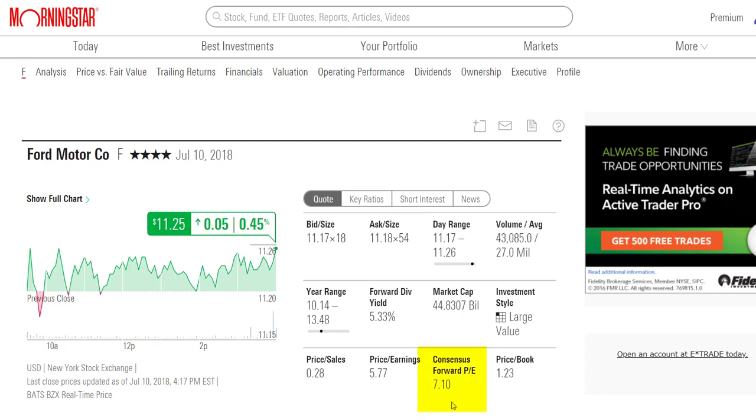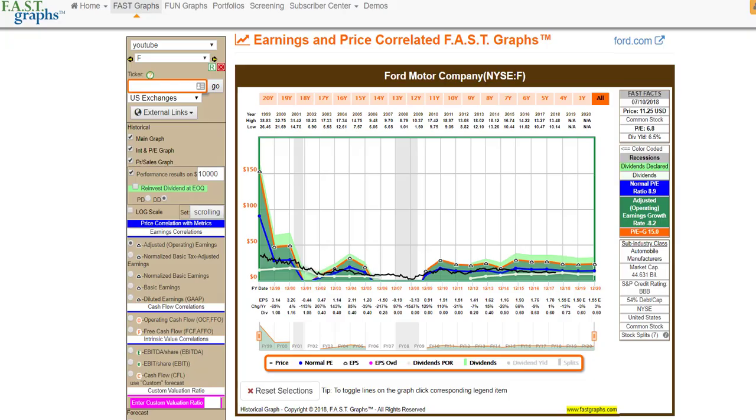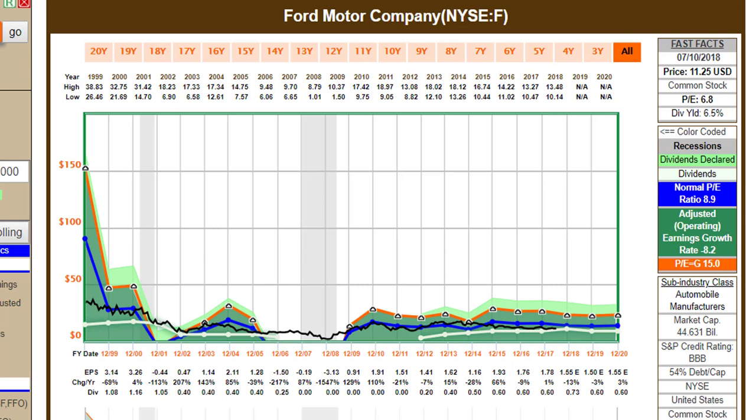First of all, forward price to earnings ratio is 7.1. Its blended or current trailing 12-month PE ratio is under 6. It only trades at 1.2 times book, and it offers a 5.33% dividend yield. Now that looks awfully enticing to most investors at first glance based just on the statistics. However, let's take a look at Ford through the lens of FastGraphs, the Fundamentals Analyzer software tool.